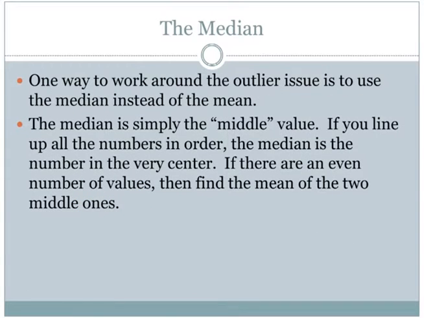So a way to work around that is to use the median instead of the mean. So median just means the middle value. You line up all the numbers in order, lowest to highest. You go to the very middle, and that one is the middle, the median. And if there's two in the middle, because there's an even number, you just get the mean of those, and then that becomes your median.